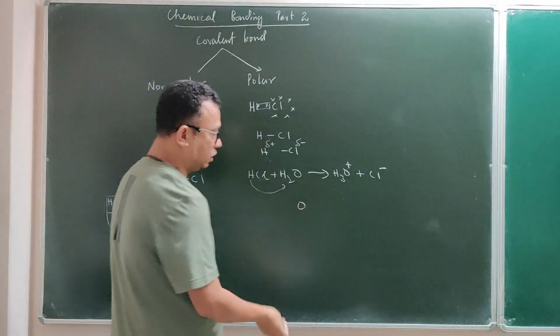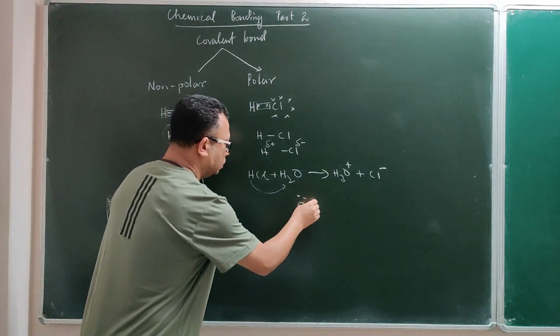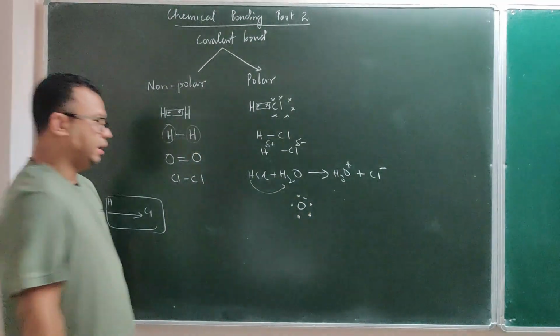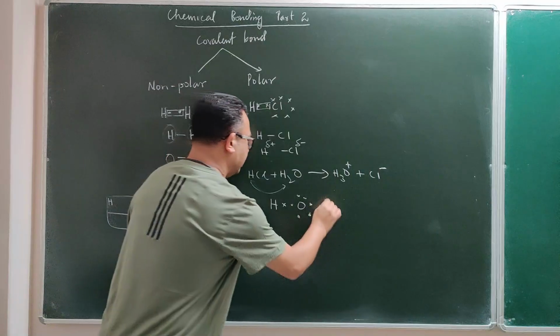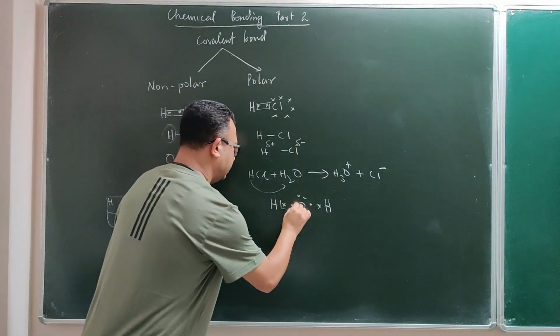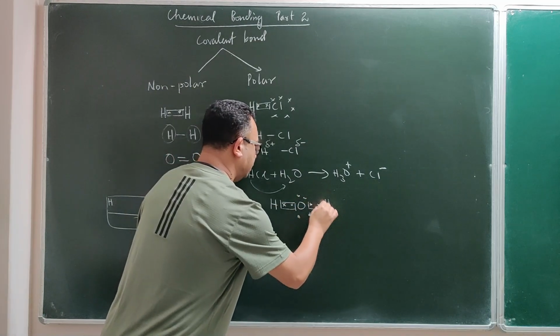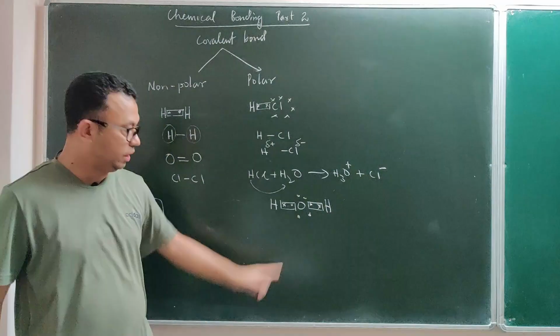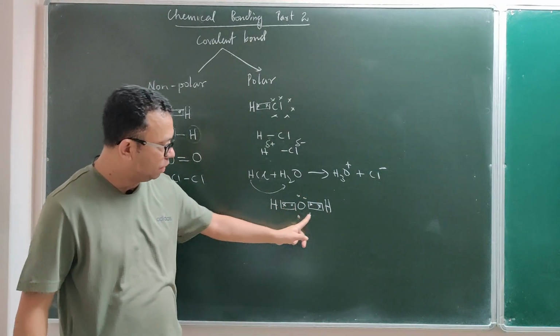Now let me write for oxygen. Oxygen has 1, 2, 3, 4, 5, 6 electrons in the outermost shell, and hydrogen has 1 here and another here. So in the water molecule they will share these electrons. Now if you count, this hydrogen has a duplet, that hydrogen is also a duplet. If you count oxygen, 1, 2, 3, 4, 5, 6, 7, 8.